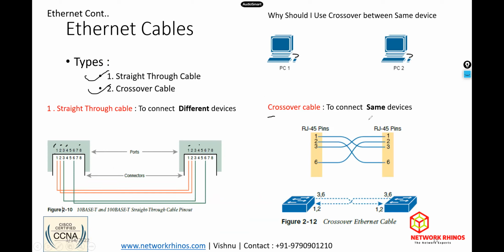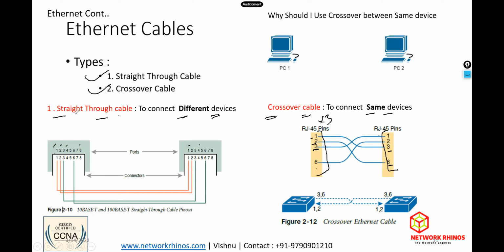When I say crossover, they are slightly crossed. Pin 1 goes to pin 3, pin 2 goes to pin 6, and vice versa: pin 3 goes to pin 1, 6 goes to 2. You can think of it as multiples of 3. This is one end of the RJ45 cable, and this is the other end. So straight through cables are used to connect different devices, and crossover cables are used to connect same devices.